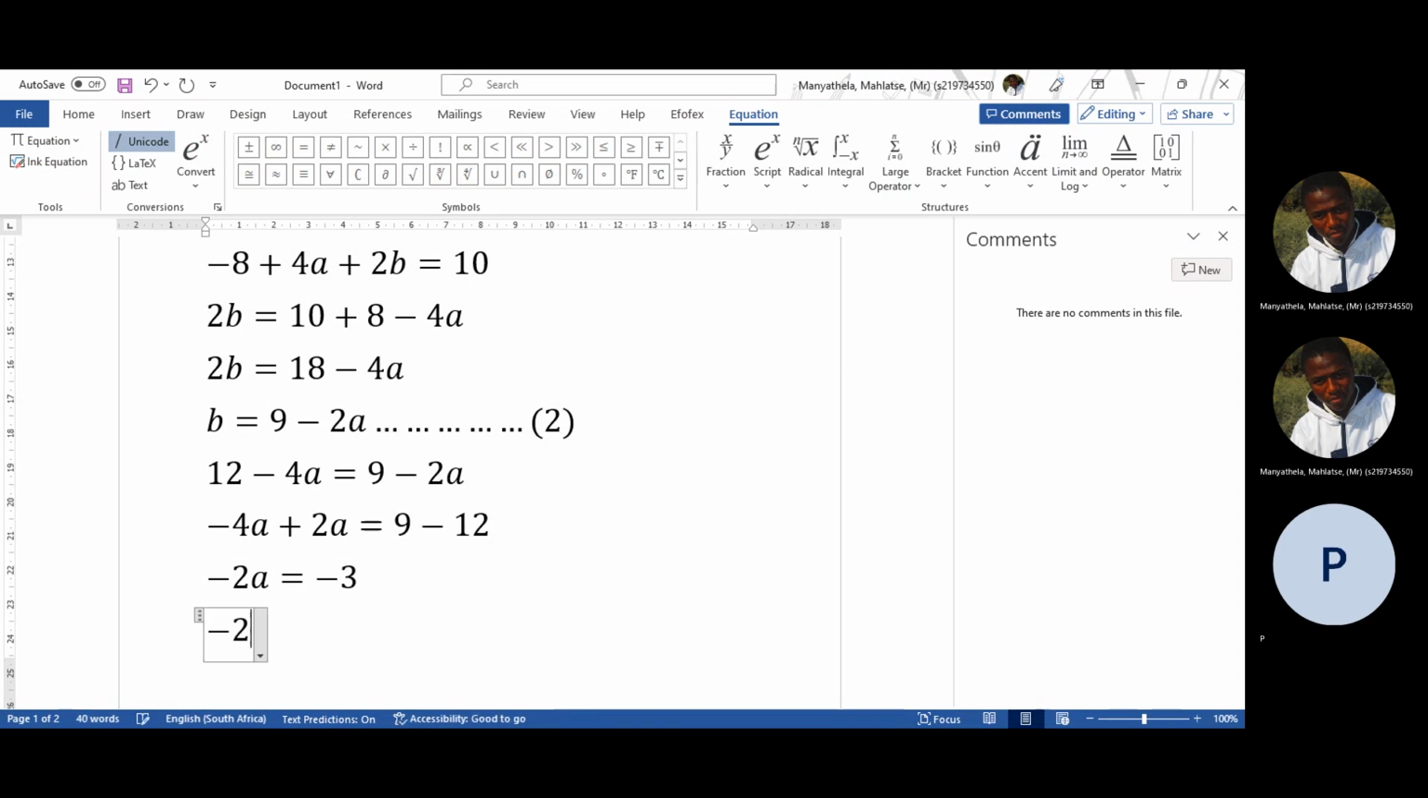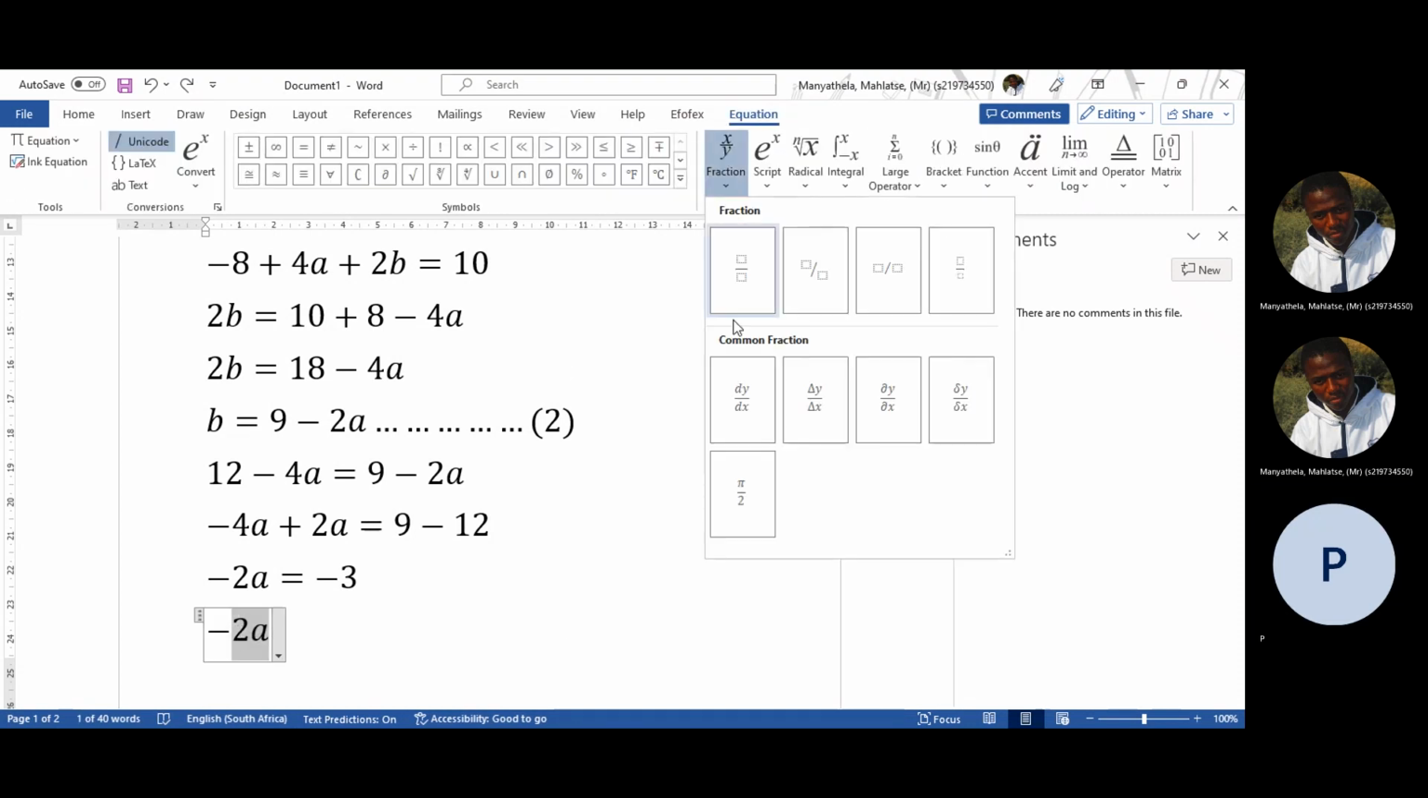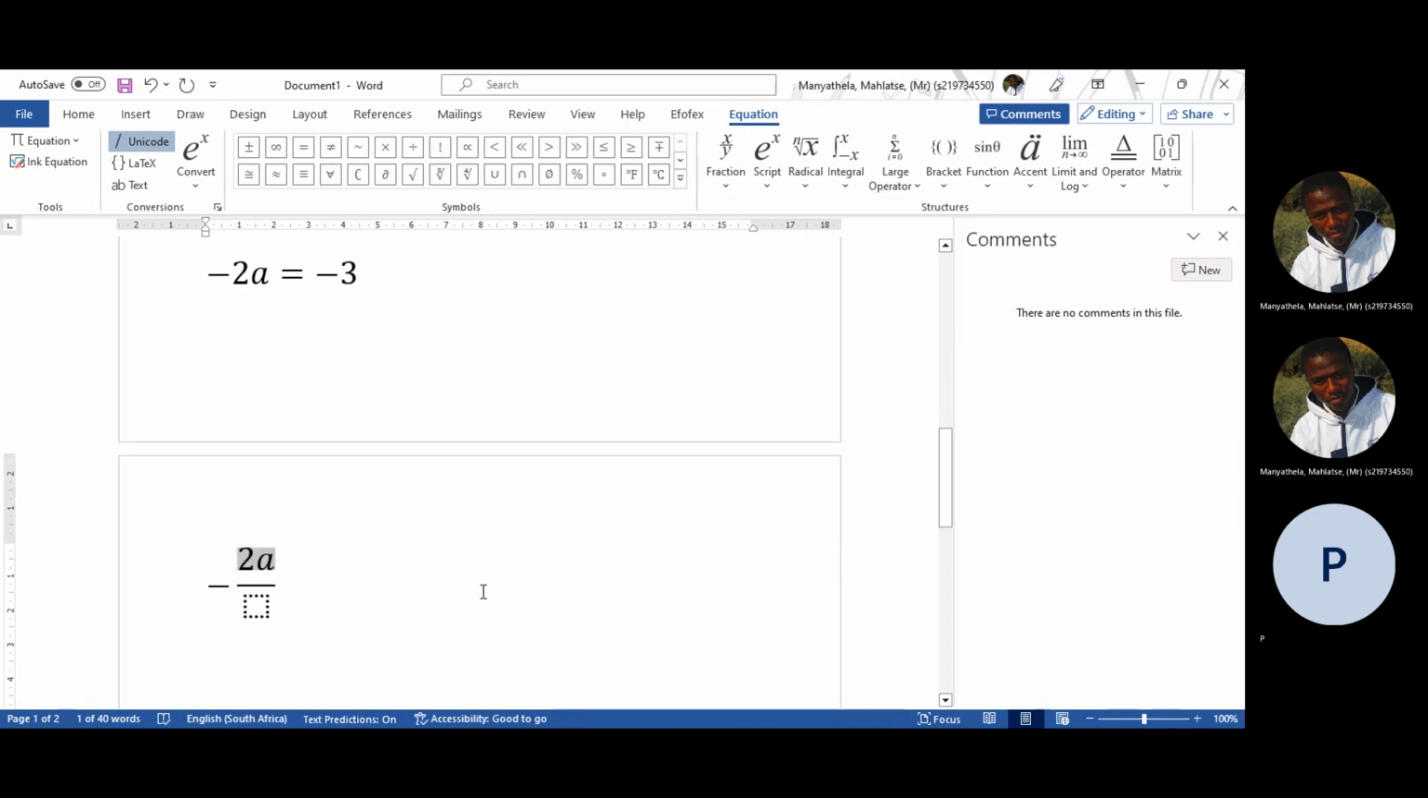So negative 2a divided by negative 2 is a. And negative 3 divided by negative 2.